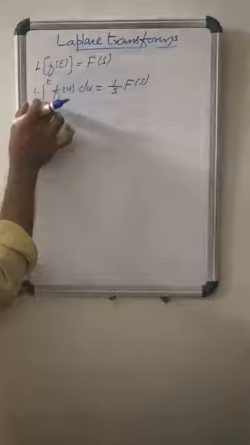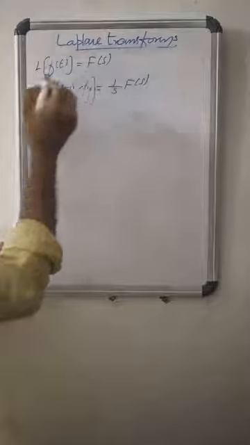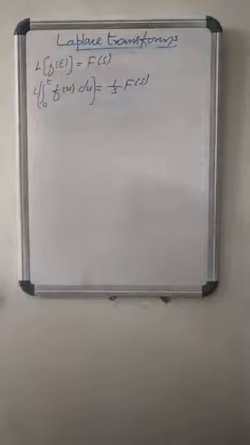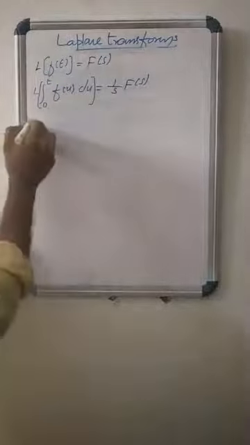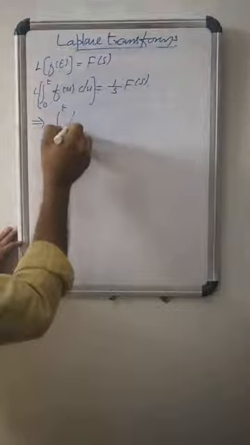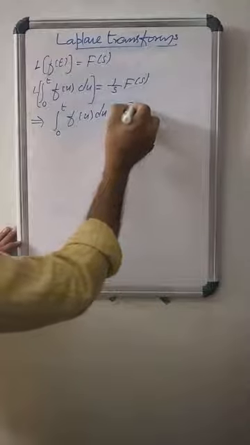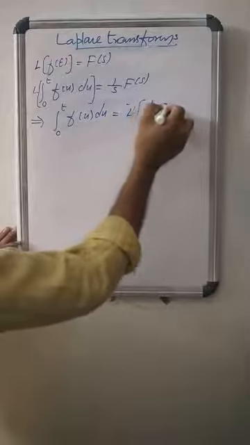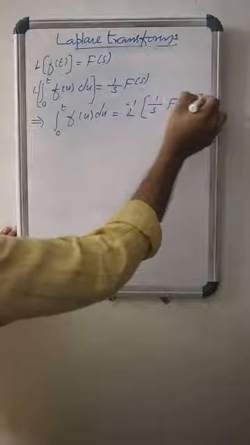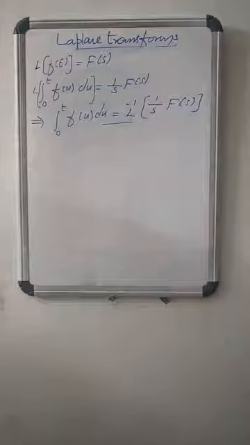Clear? Laplace of the integral from 0 to t of f(u) du equals 1/s times F(s). So from here, the integral from 0 to t of f(u) du equals L inverse of 1/s times F(s). So this is an important result. By using this argument, we try to solve some problems.